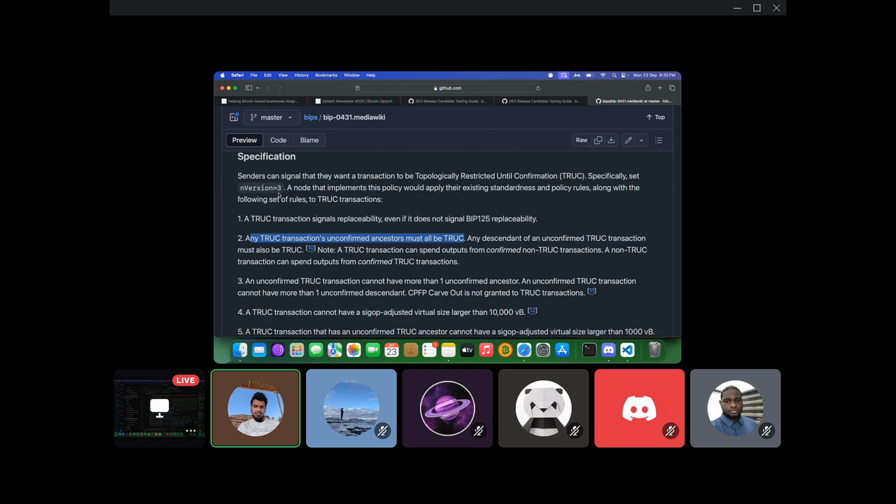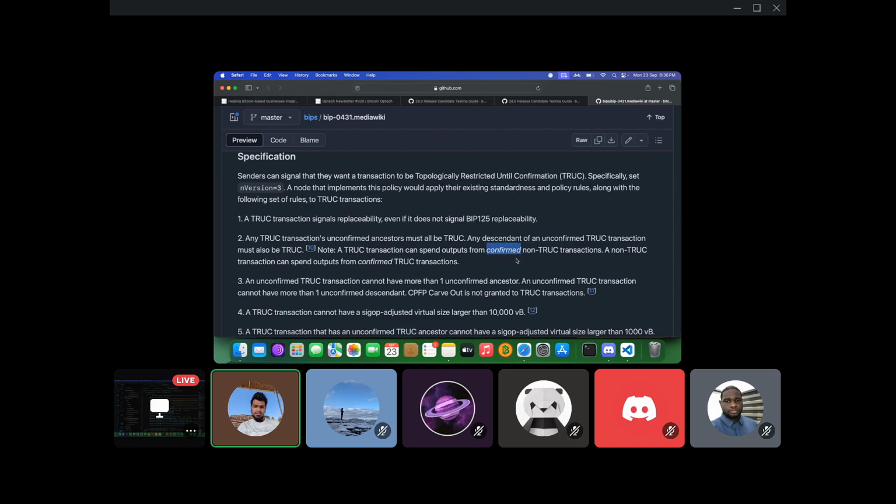So a truc transaction can have only unconfirmed truc ancestors. A V3 transaction, a transaction with version 3, can have only unconfirmed ancestors with version number 3. And the same goes for descendants. Any descendant of an unconfirmed truc transaction must also be a truc transaction. Note, a truc transaction can spend outputs from confirmed non-truc transactions. So a truc transaction can have ancestors which are non-truc, meaning they can have a version number other than 3, for instance 1 or 2, the condition being they are confirmed.